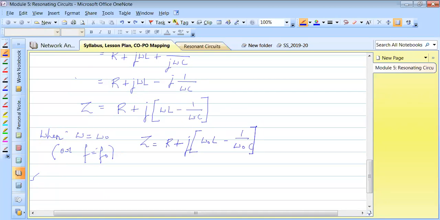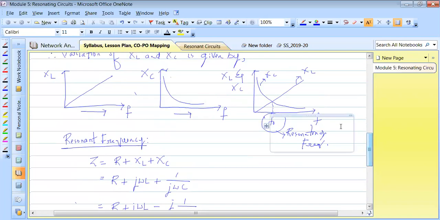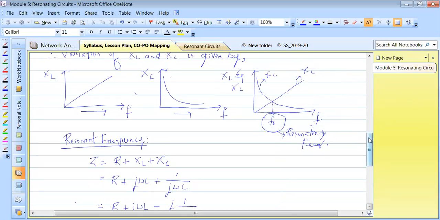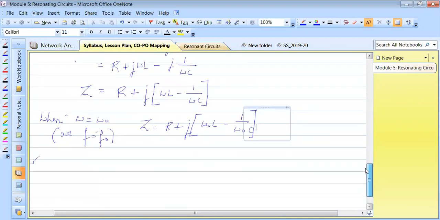Why do you have to take omega naught L and omega naught C? Why are we not happy with omega here? Why did we want omega equal to omega naught? Because we are talking about resonant frequency. This is f or omega, and this is f naught or omega naught. What is omega naught? Omega naught is 2 pi f naught. So you can talk in terms of the angular frequency omega, or you can talk in terms of the frequency in hertz, that is f. Since we are interested in seeing the resonant frequency, we are trying to see this particular equation at omega equal to omega naught. So we need to look at this frequency, not the frequency f. That's why this is considered.